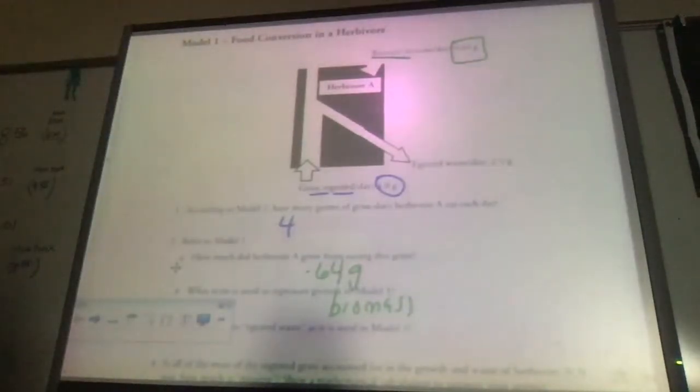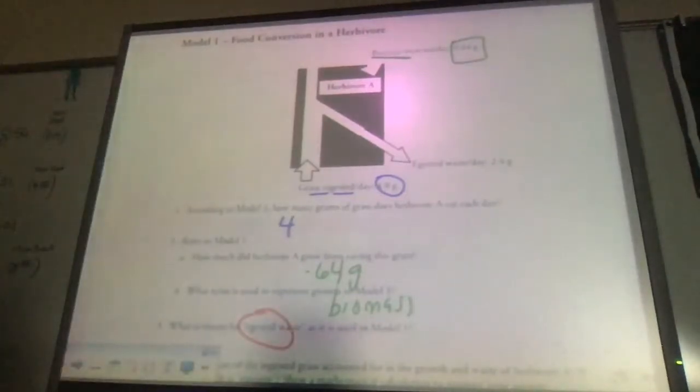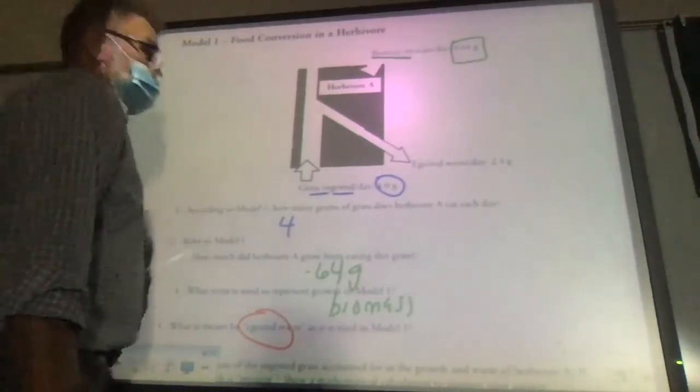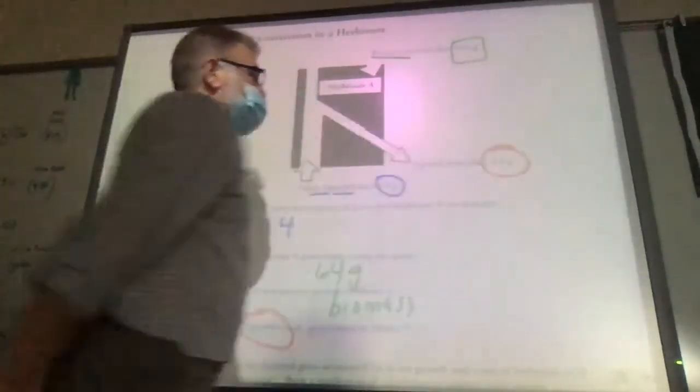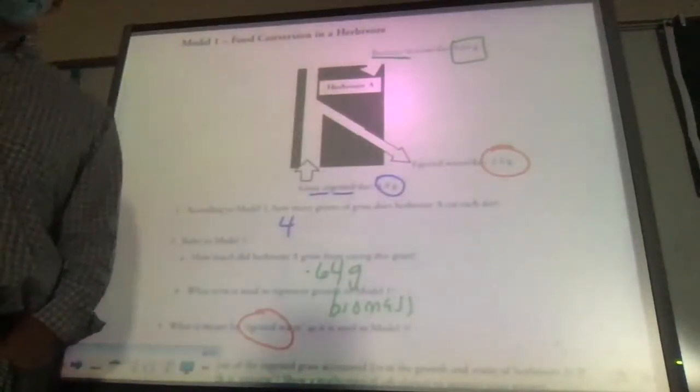What's egested waste, which is in the next question? Egested. What does that mean? Come on, give me something besides Aiden. Egested waste, what is it? Right? Poop. It's the feces, the waste product that you release. And we've got about 2.4 grams of that. Over half of it is just pooped back out, which happens.